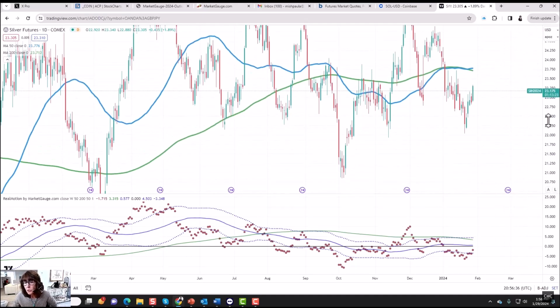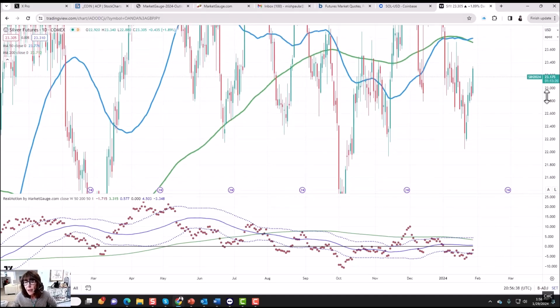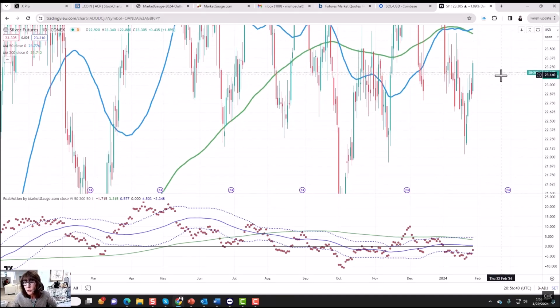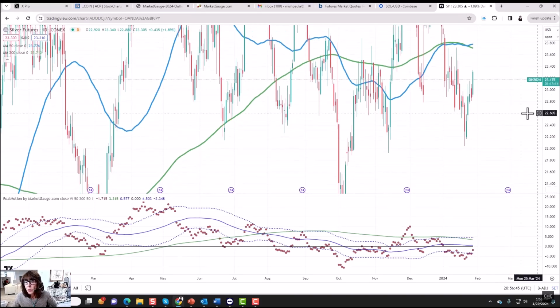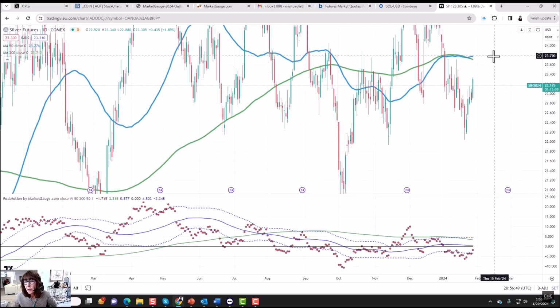So remember these kind of levels right here, 23. I think if you want to look at something a little bit shorter term in terms of support, you're going to look at 23.15. Then to the upside, obviously this 23.40, 23.45, and then keep your eye on these moving averages. And here's your mean reversion and momentum, so we really like that.